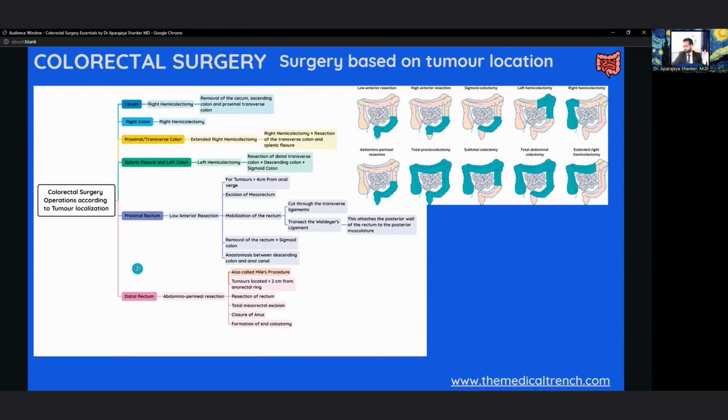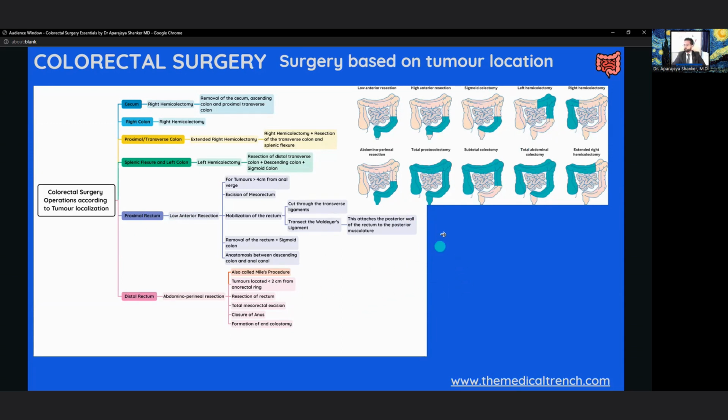Okay. So now that we've understood this part, we are going to go into surgery based on tumor location. We have already discussed this in the previous one. Here, I just want all of you to take a look at this. It's not just tumor location. Sometimes, based on perforation location or some kind of damage, you can do similar surgeries.